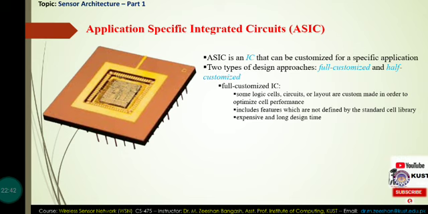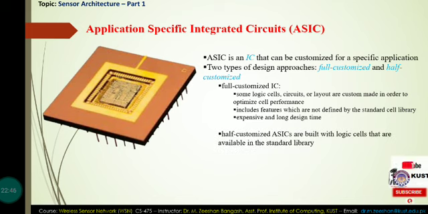And the second design approach is the half custom ASICs, and they are basically built with the logic cells that are available in the standard library. So in both cases, the final logic structure is configured by the end user. So this reduces time to market, and financial risks can be reduced by eliminating the need to cycle through an integrated circuit.